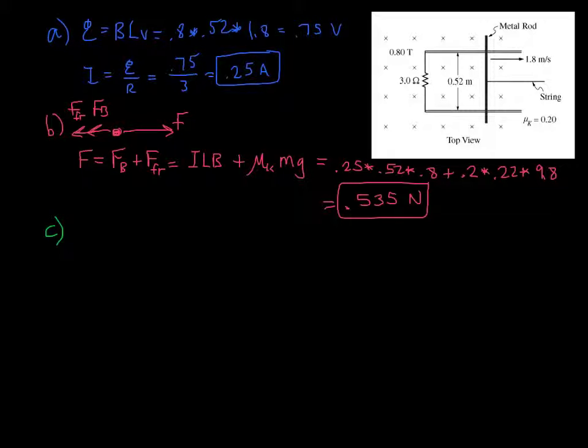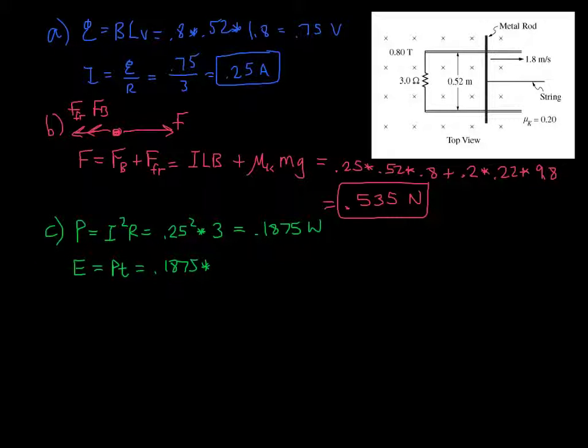For Part C, calculate the energy dissipated in the resistor in 2 seconds. So we can first figure out the power, which is I squared R, so that's 0.25 squared, times the resistance of 3, which gives you 0.1875 watts, and then the energy is just equal to power times time, so 0.1875 times the 2 seconds gives you an energy loss of 0.375 joules.